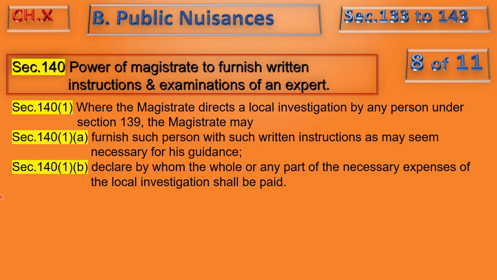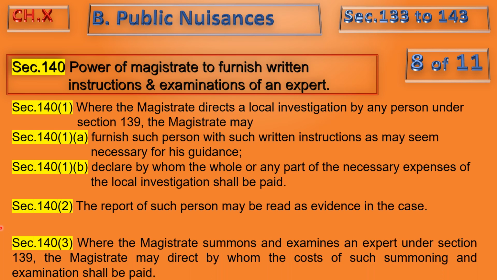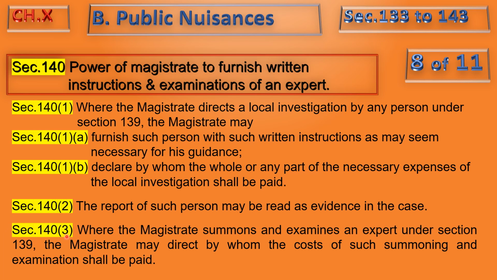Now we come to subsection 2 of section 140. It says the report of such person may be read as evidence in the case. Okay, so whatever report is furnished in such an investigation will be considered as evidence. Subsection 3 of section 140 says where the magistrate summons and examines an expert under section 139, the magistrate may direct by whom the cost of such summoning and examination shall be paid. So it is at the discretion of the magistrate to decide which person shall pay the expenses of the expert.